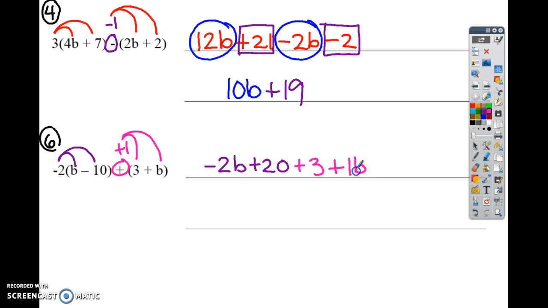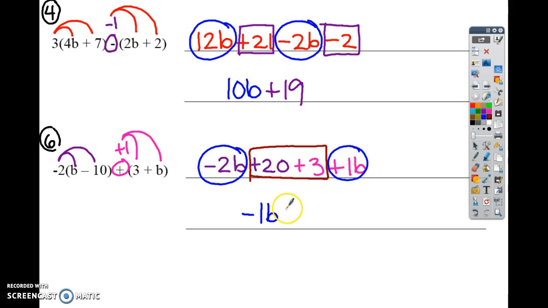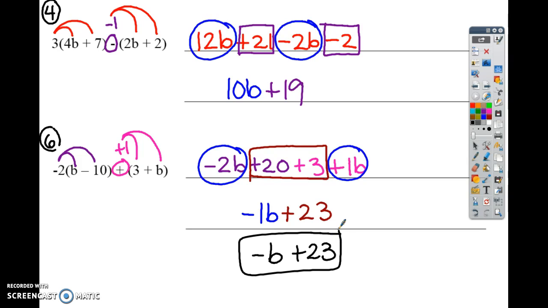Positive 1b. Okay, so then we're going to combine like terms. So the negative 2b plus 1b gives you negative 1b. And then 20 plus 3, positive 23. Okay? You don't need that 1. That can be an invisible 1, so you can rewrite it and you can say negative b plus 23. Or 23 minus b. But that is it.